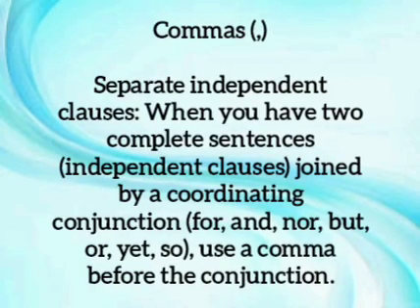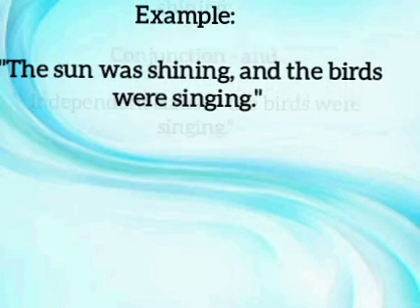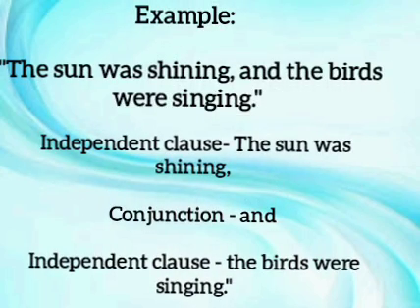Commas. Separate independent clauses. When you have two complete sentences, independent clauses joined by a coordinating conjunction, for, and, nor, but, or, yet, so, use a comma before the conjunction. Example. The sun was shining, and the birds were singing. Independent clause: the sun was shining. Conjunction: and. Independent clause: the birds were singing.